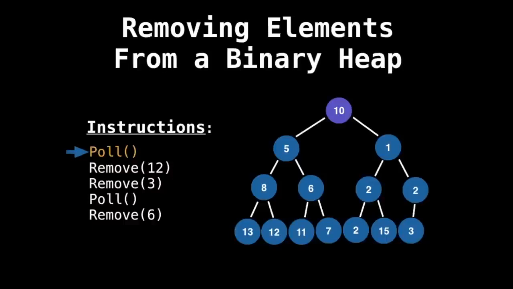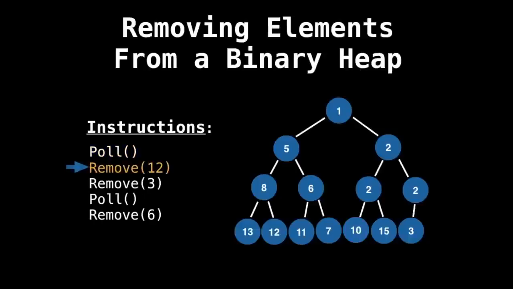So what we do is we look at 10's children, 5 and 1, and we select the smallest, and we swap with the smallest. So 10 would go to 1. Make sure you default to selecting the left node in case there is a tie. As you can see, 10's children are 2 and 2. They're both equal, so we're going to select the left node to break the tie. And now we bubble down 10 again, and now the heap invariant is satisfied.